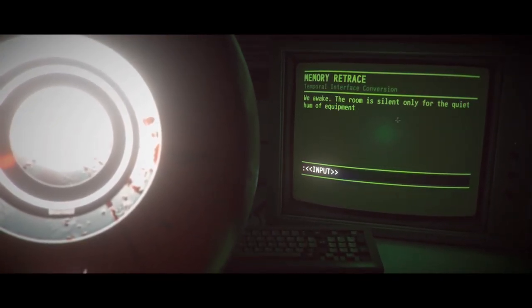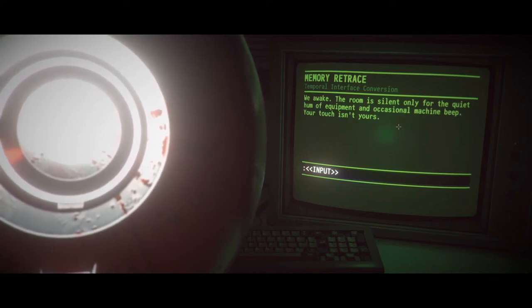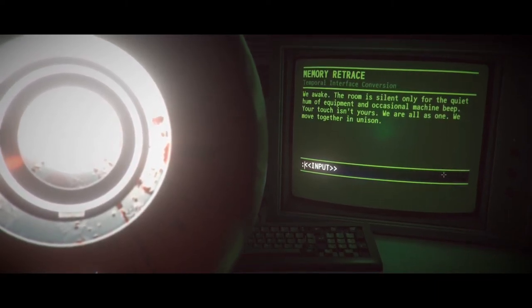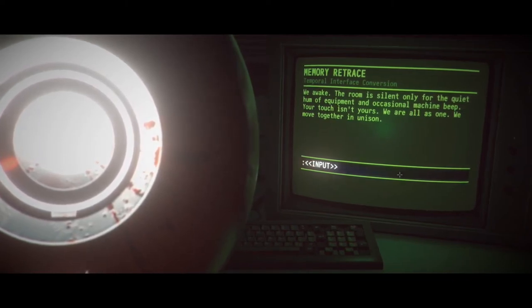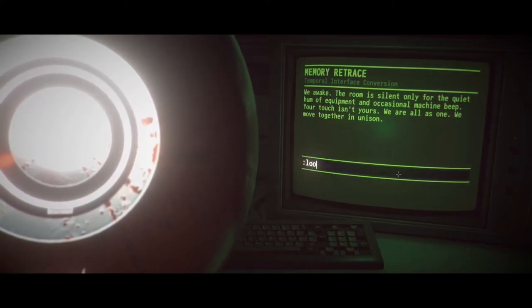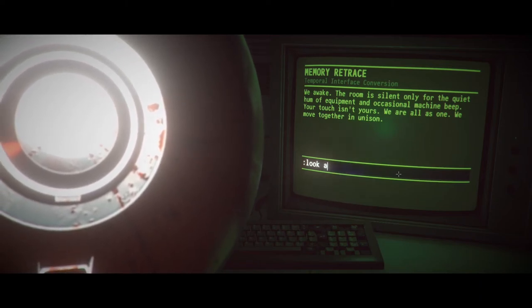We awake. The room is silent, only for the quiet hum of equipment, occasional machine bleep. Your touch isn't yours. We are all as one. We move together in unison. Look around.